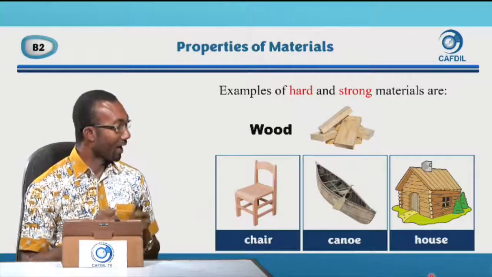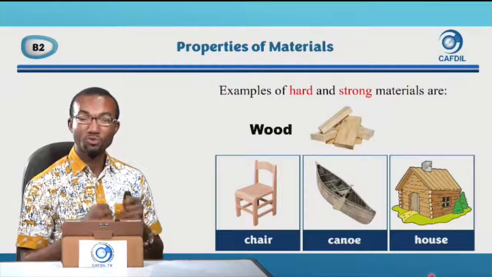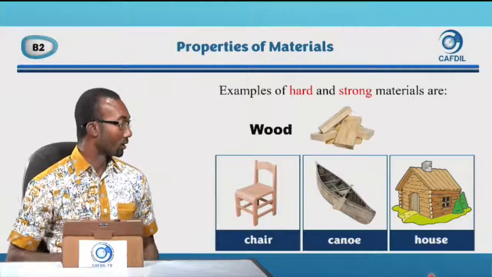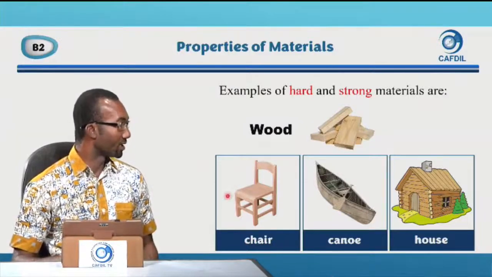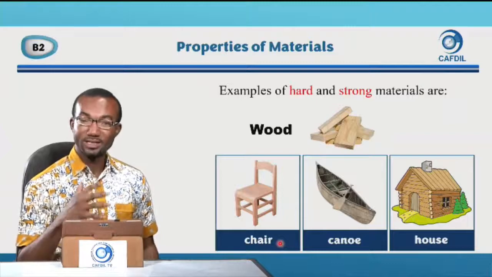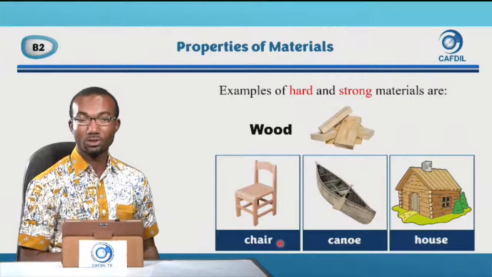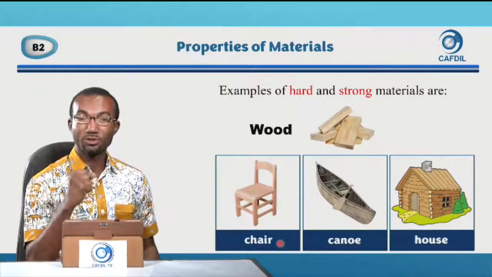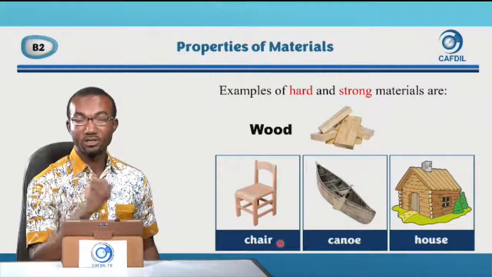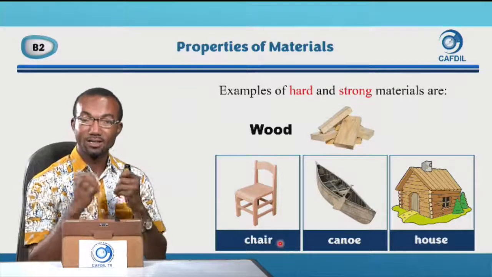Another example of hard and strong material is wood. And because wood is hard and strong, we use wood to make chairs. So when you go to school, the chair and the table that you sit on are made of wood because they are hard and strong. Assuming you use paper to build your chair or make your chair, you fall down because they are soft.